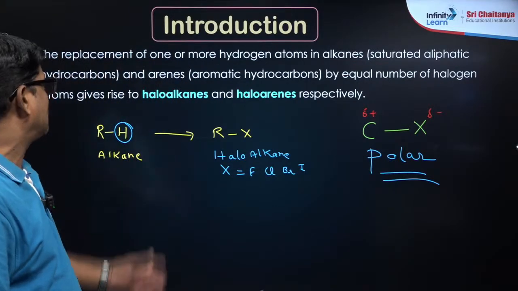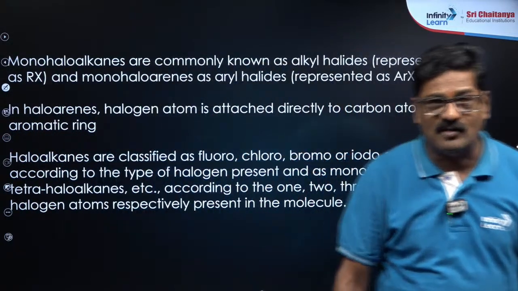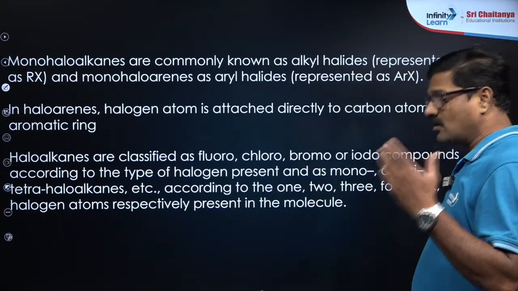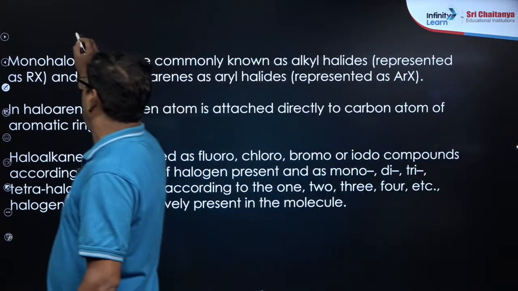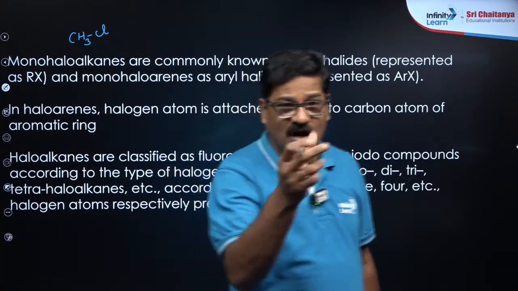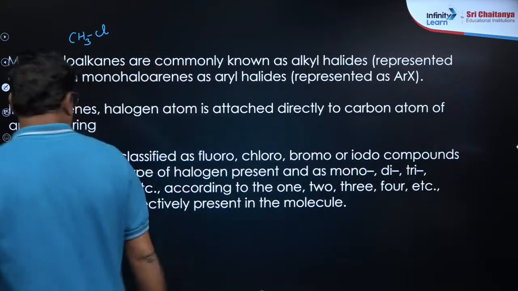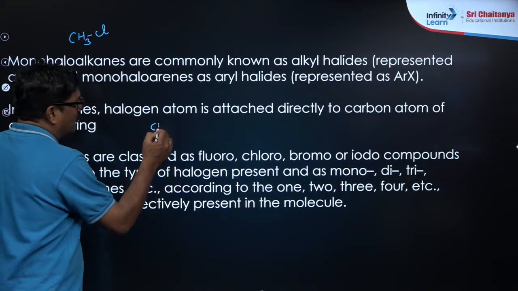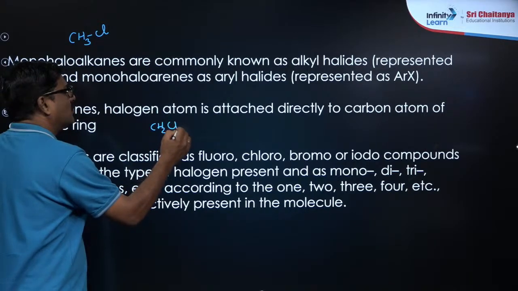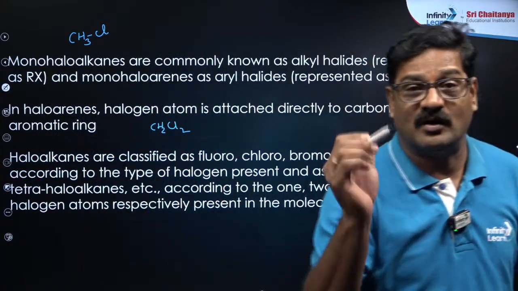So let us move ahead, the classification here. Monohalo compounds, dihalo compounds, trihalo compounds and polyhalo compounds. Monohalo compounds means, let us say a methyl chloride, only one halogen is attached to the alkyl group, called a monohalo compound. For a dihalo compound, you can say dichloromethane, CH2Cl2, that is a solvent in organic chemistry.